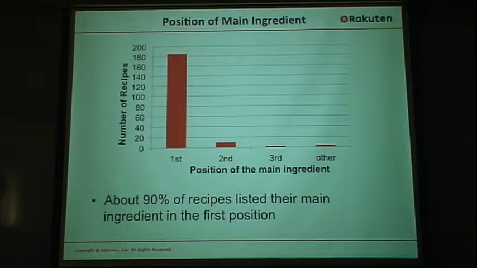You may ask, is it true that the main ingredient comes in the first position? The answer is yes, and let's look at this figure. The x-axis shows the position of the main ingredient, and the y-axis shows the number of recipes. We found that about 90% of recipes listed their main ingredient in the first position, which confirms our observation.